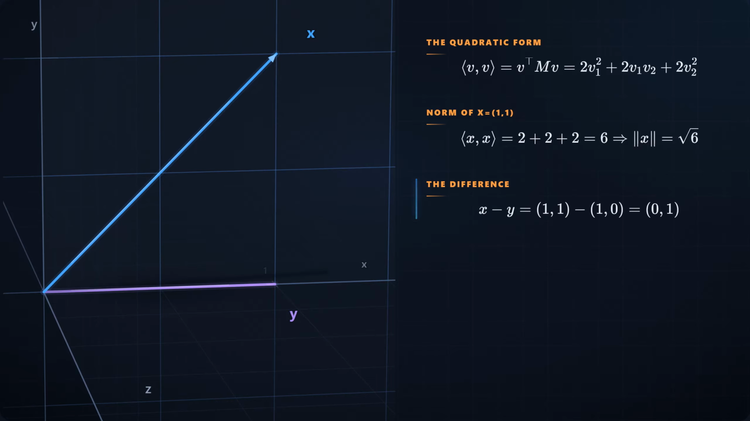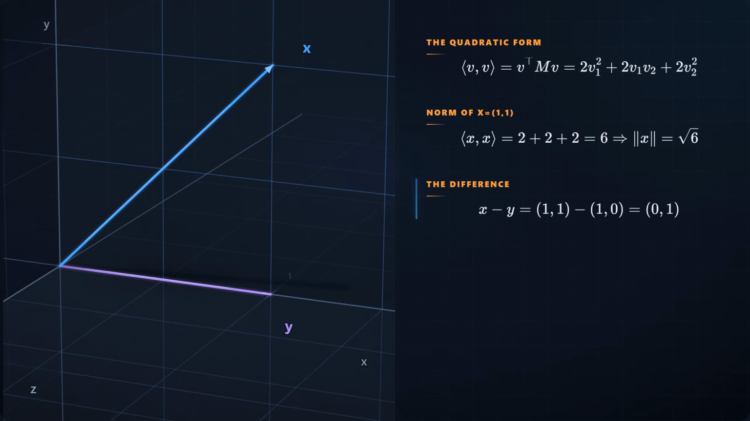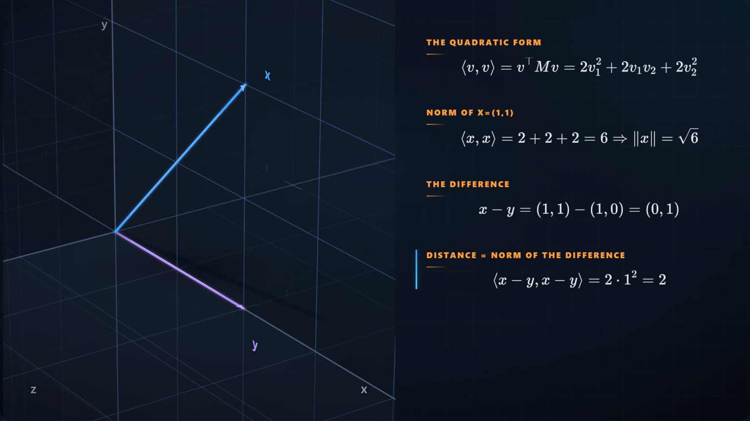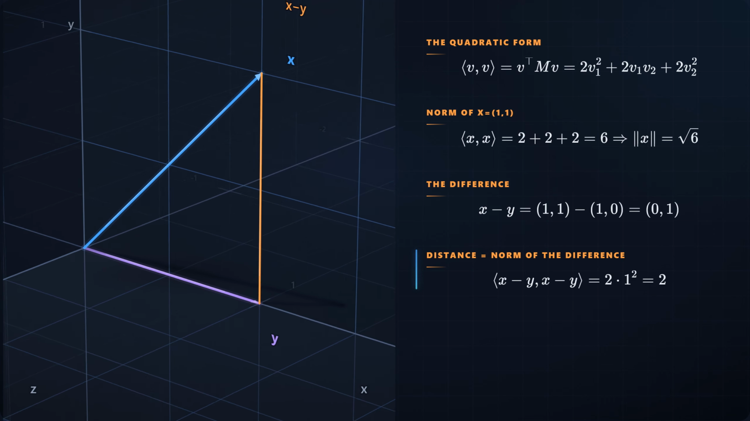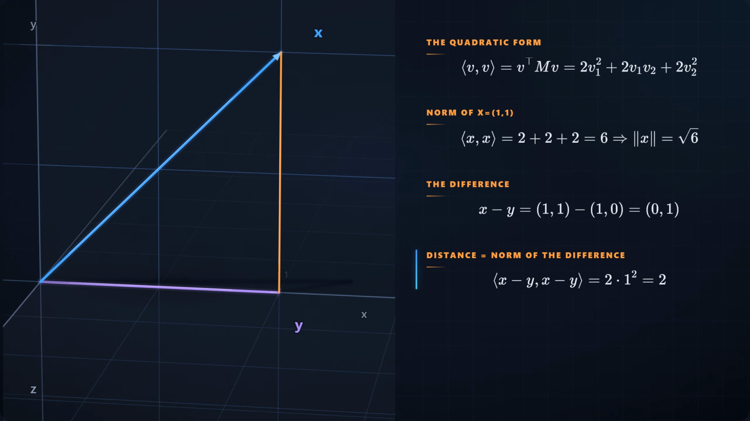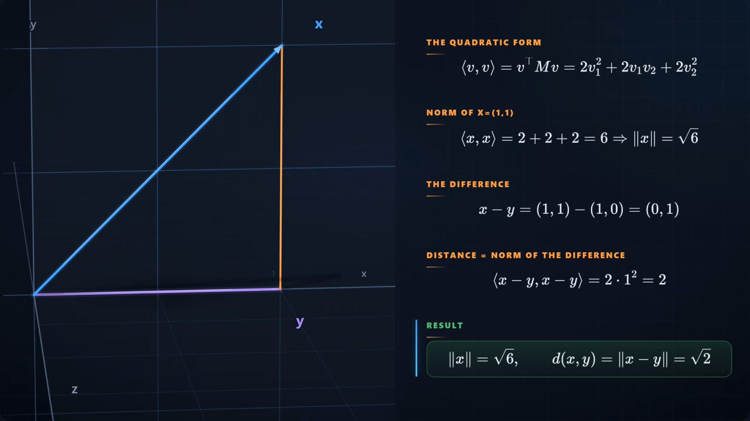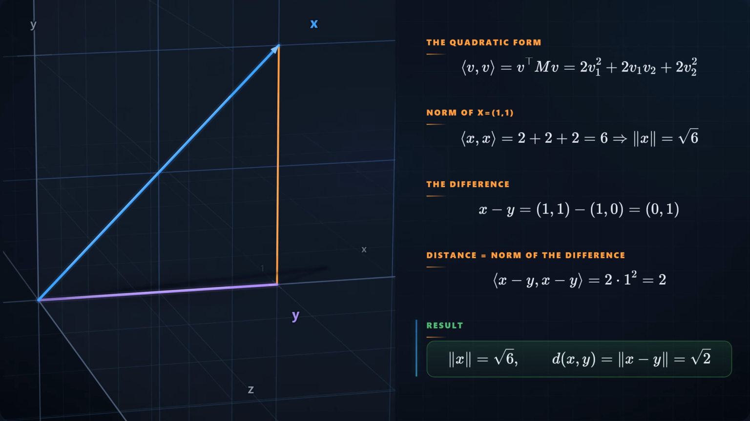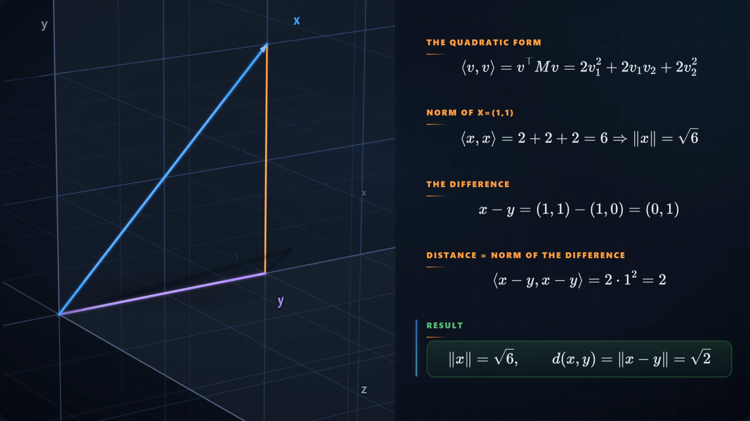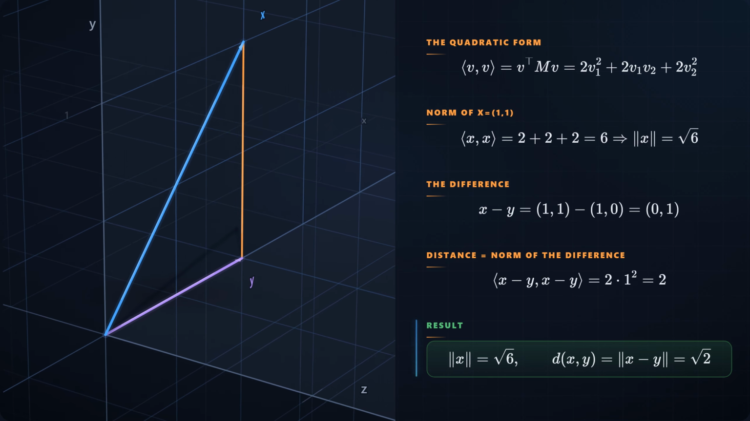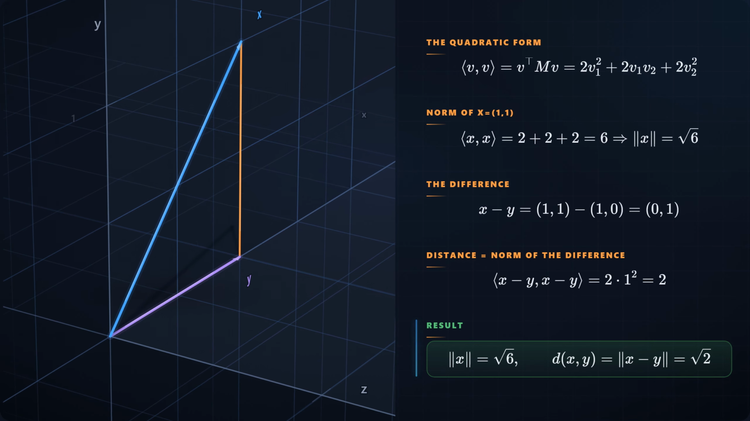Distance is just the norm of the difference. Subtract: x minus y is (0, 1). Feed that into the same form. Only the 2v2 squared term survives, giving 2. So the norm of x is root 6 and the distance from x to y is root 2. Same recipe every time. Build the difference, then apply the scalar product's own quadratic form. The metric belongs to the product, not to the coordinates.